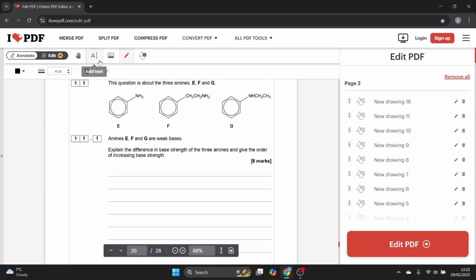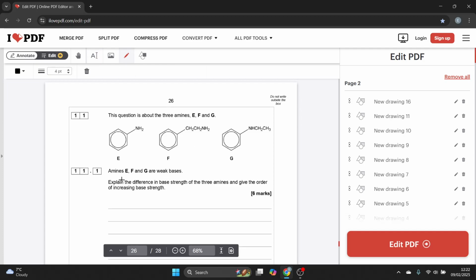Question 11. A question about the three amines, E, F, and G. Explain the difference in base strengths of the three amines and give the order of increasing base strength. Before I even start typing away, which one is going to have the highest base strength?